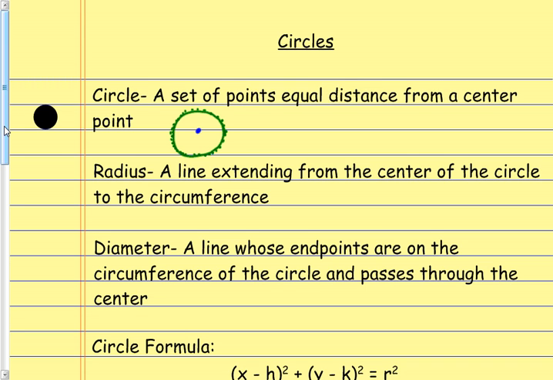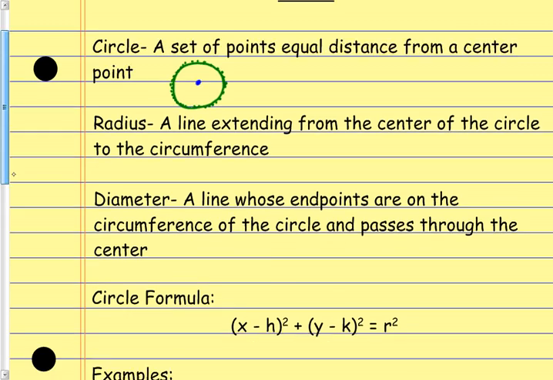Okay. The radius of the circle is the line that extends from the center to the circle itself, or the circumference of the circle. The diameter, like the radius, goes through the center, but this one goes the entire way across. So the end points are on the circumference of the circle, and it passes through the center of the circle. Okay. Radius starts at the center and goes to the outside. The diameter goes the entire way across.